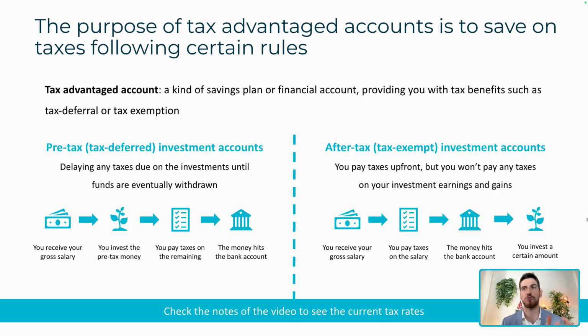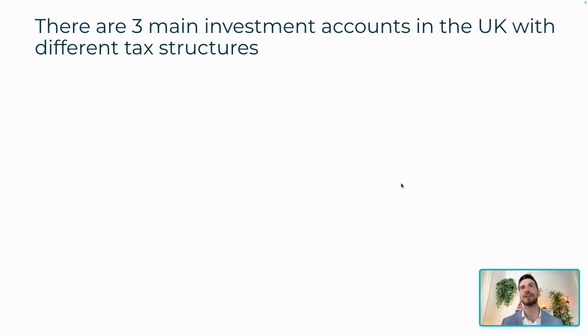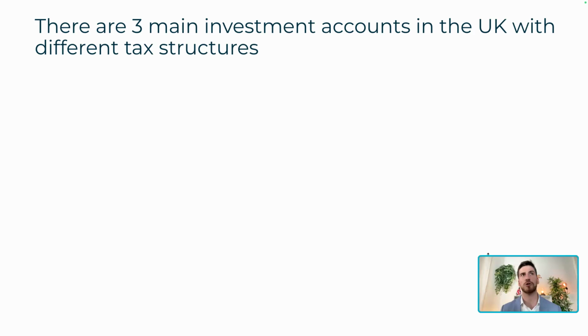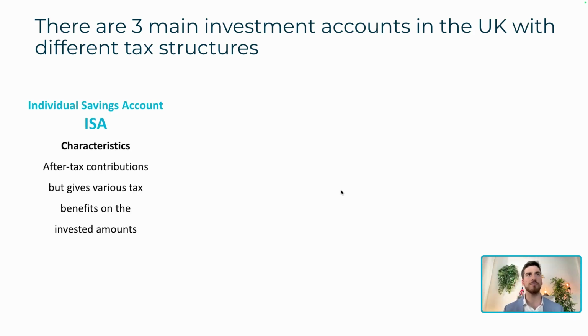The difference is that once you invest in this account, then you have certain advantages, such as you don't pay capital gains taxes. And you can check the notes of the video to see the current tax rates so that it's up to date. Okay? So, in practical terms, there are three main investment accounts in the UK that we want to consider, and we have a tax-exempt one, a tax-deferred one, and a normal one. So the tax-exempt one is the Individual Savings Account, which is the ISA. That's the topic for today.